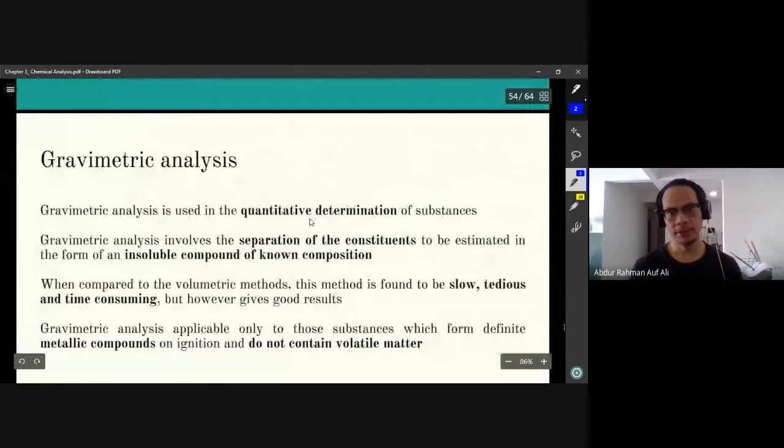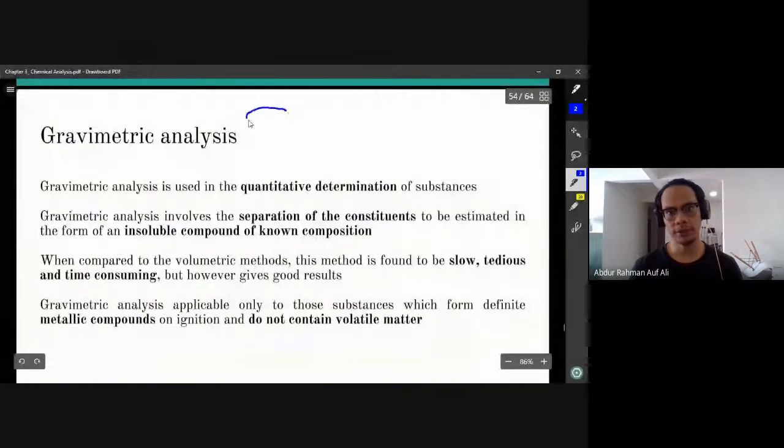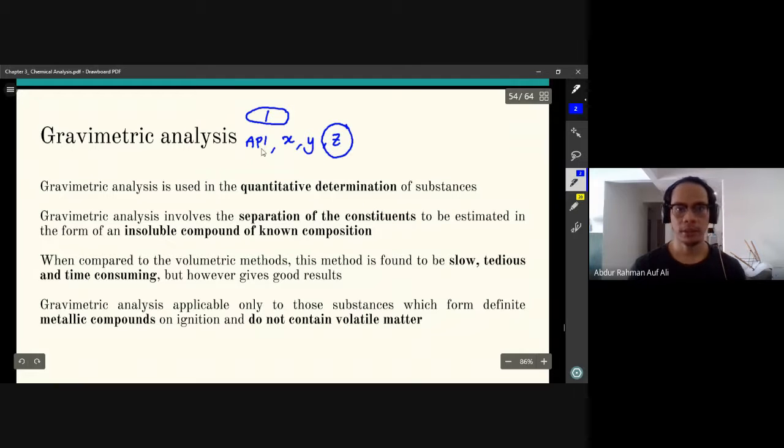Okay, as I mentioned earlier, our medicine is a mixture. This is a tablet. So inside there is API, there is substance X, substance Y, substance Z. So say we want to determine the amount of substance Z only. So sometimes we can do this with titration. We can choose which one will work best, which will react with Z. So we titrate using that method, we just do M1V1 equals M2V2, and calculate the concentration.